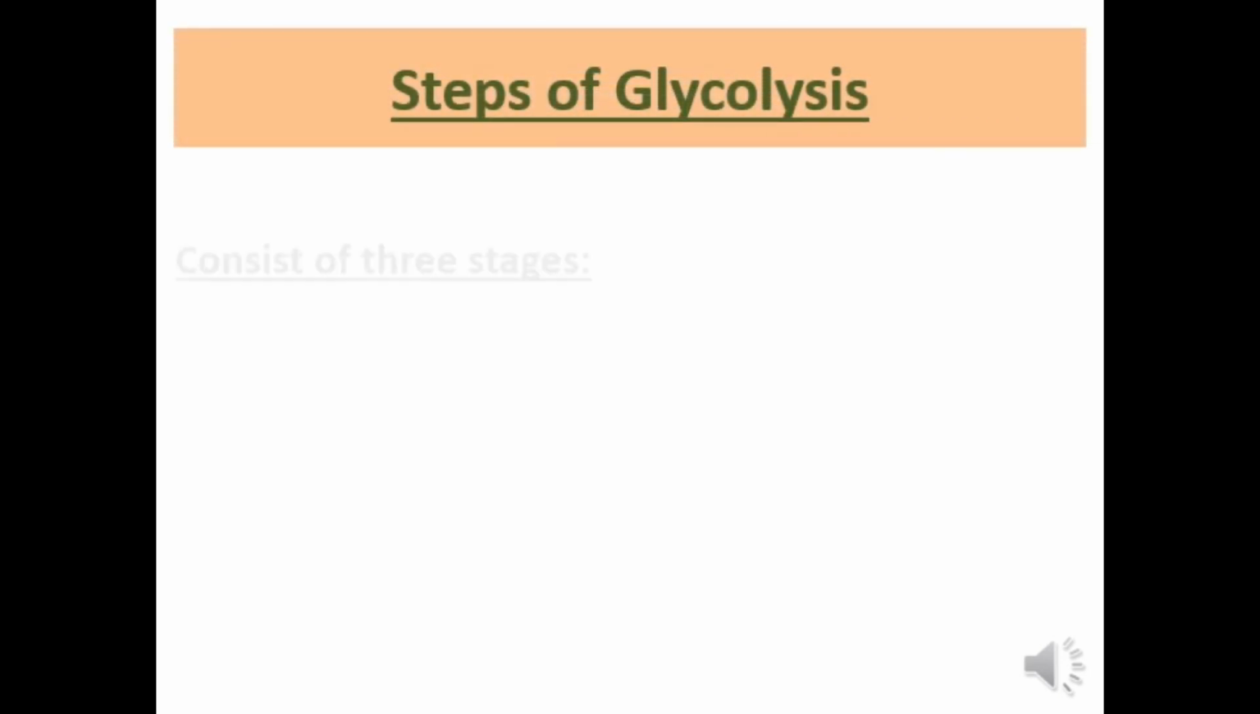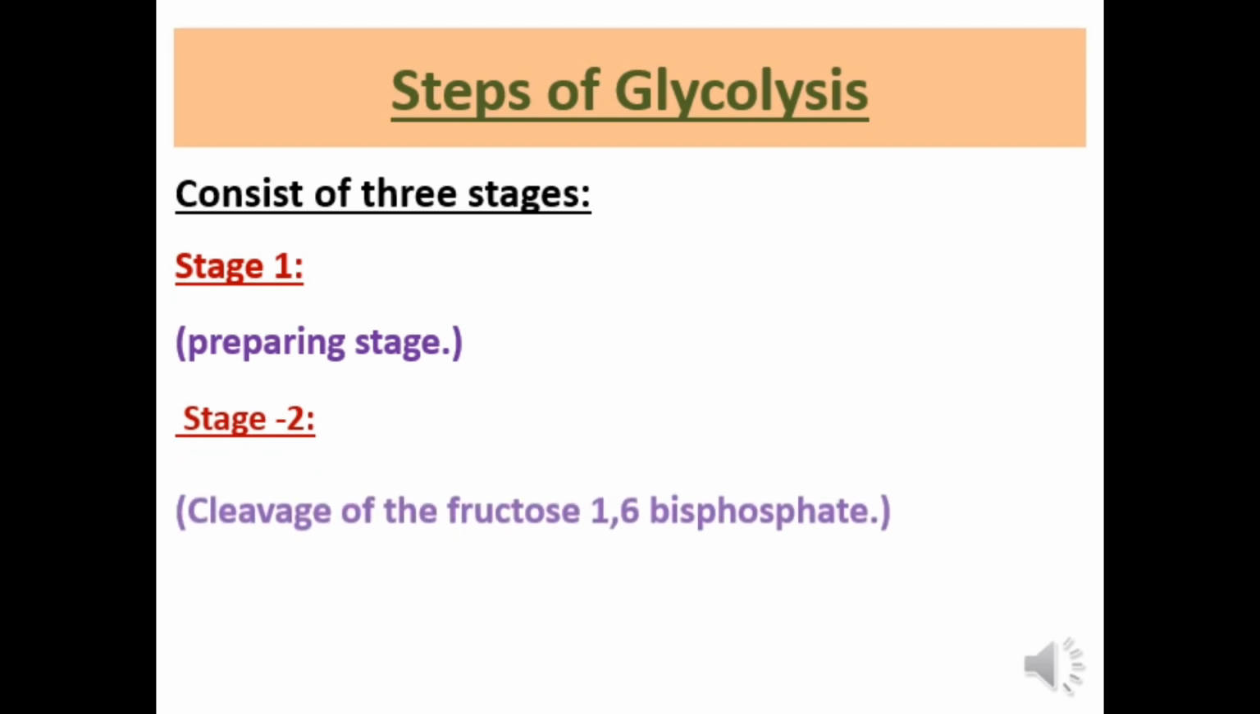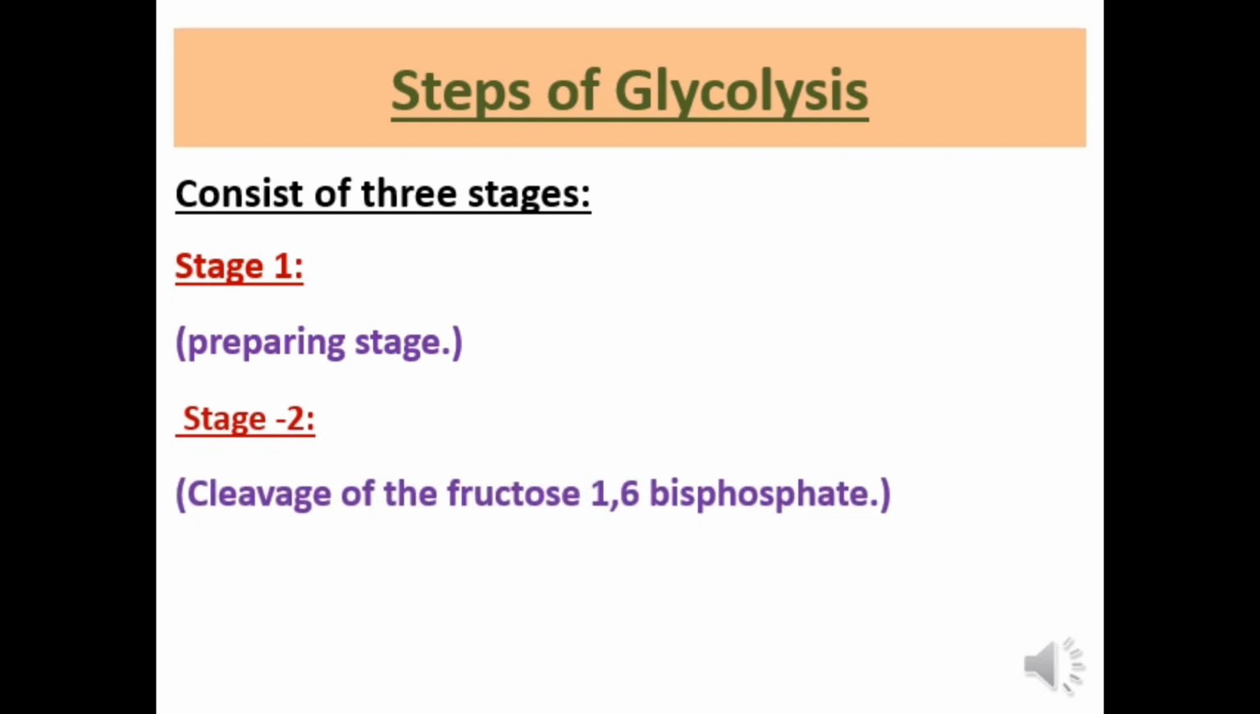Steps of glycolysis. It consists of 3 stages. عندنا 3 مراحل بمر بها تكسير الجلوكوز. Stage 1 known as the preparing stage. المرحلة الأولى تسمى المرحلة التحضيرية. Stage 2 cleavage of the fructose 1,6 bisphosphate. And stage 3 an energy generating stage اللي هي دي مرحلة إنتاج الطاقة.